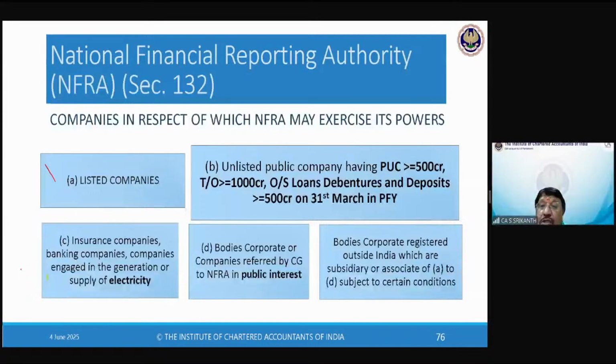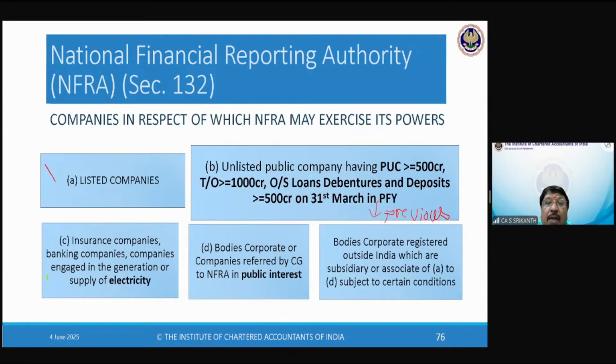And outstanding loans, debentures and deposits greater than or equal to 500 crore. All this you should see on 31st March in the previous financial year, PFY. P means previous, that is before. So if the question is whether NFRA is applicable to you, then I have to see the 31st March balance sheet. On 31st March, was your turnover 1,000 crore or above? Was your paid up capital, PUC, 500 crore or above?